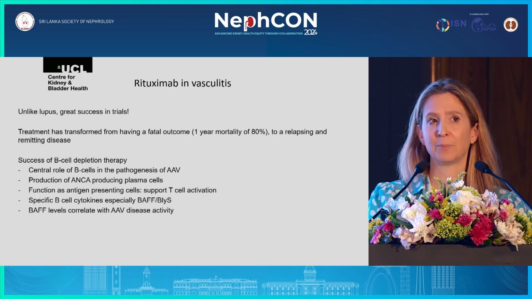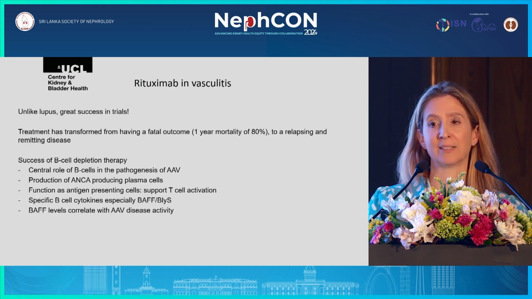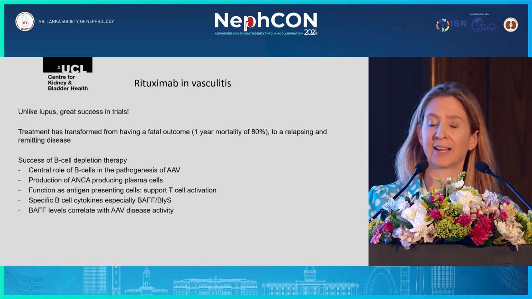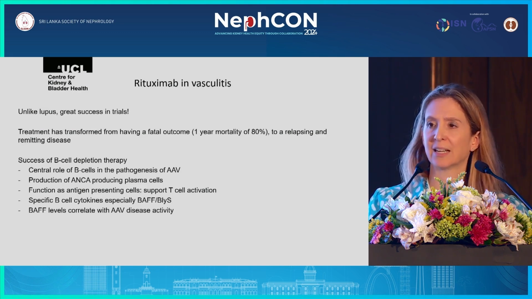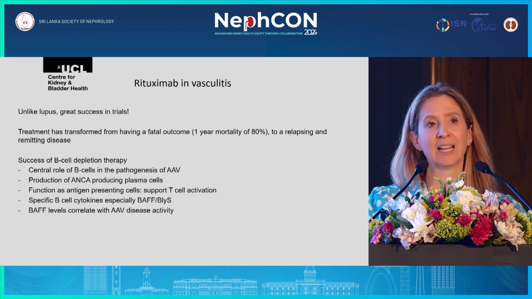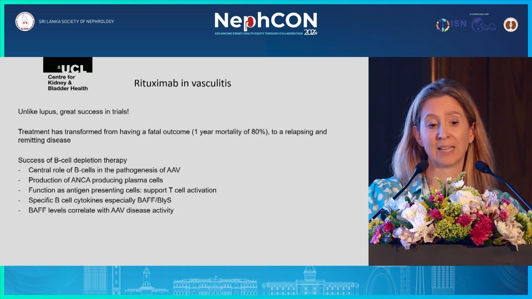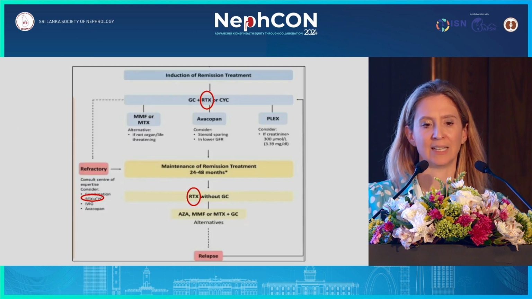And the success of B-cell depletion therapy really focuses on the central role of B-cells in the pathogenesis of ANCA-associated vasculitis, due to the production of ANCA-producing plasma cells, B cells functioning as antigen-presenting cells to support T cell activation, and the production of specific B cell cytokines, especially BAFF and BLyS. And BAFF levels have been shown to correlate with ANCA disease activity.